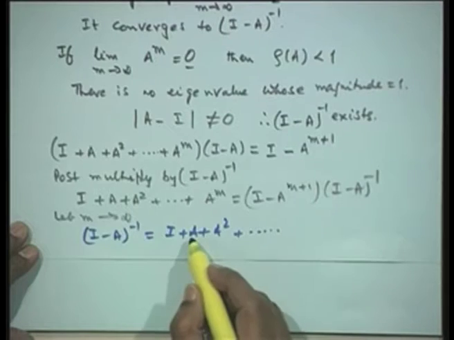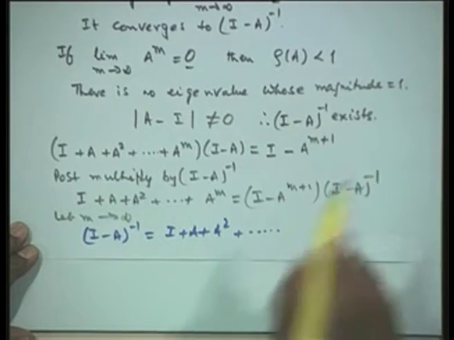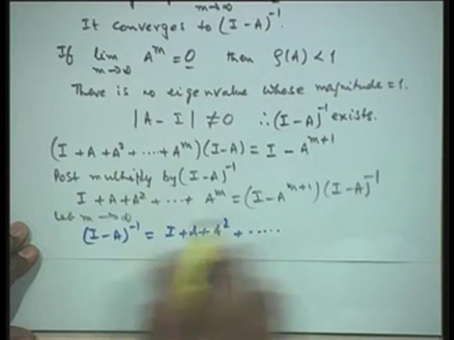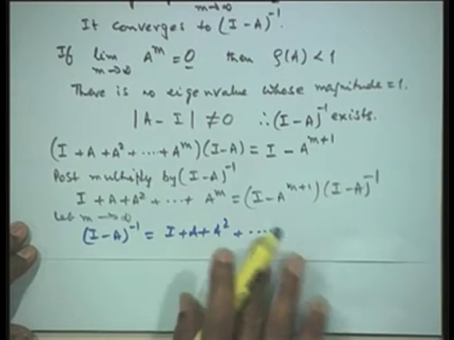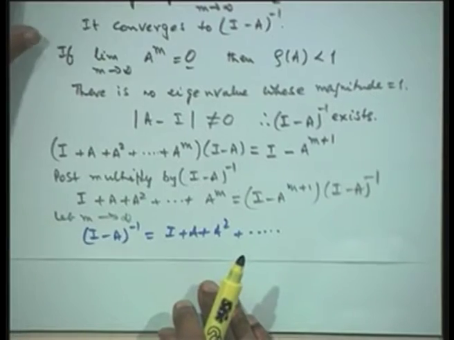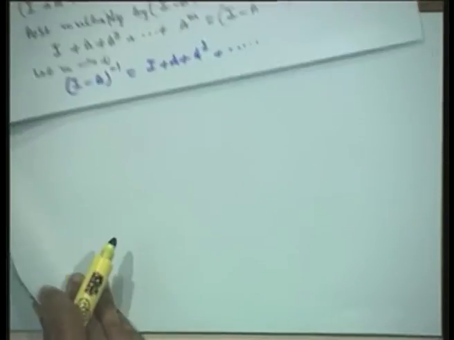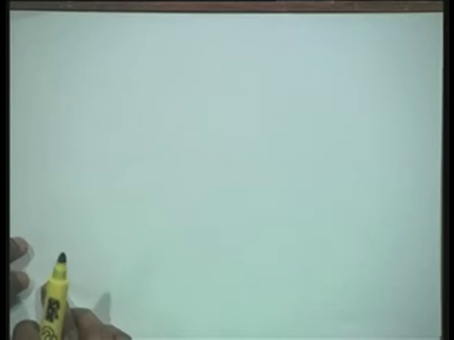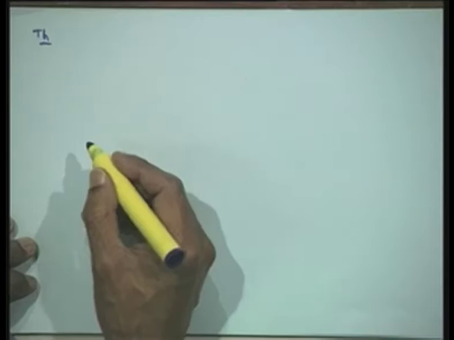Therefore, the only condition for convergence of the right hand side is that norm of A is less than 1, or spectral radius is strictly less than 1. Then this infinite series converges always. Now let us use this for proving the convergence of our iterative methods. Let's take this as a result or a theorem.